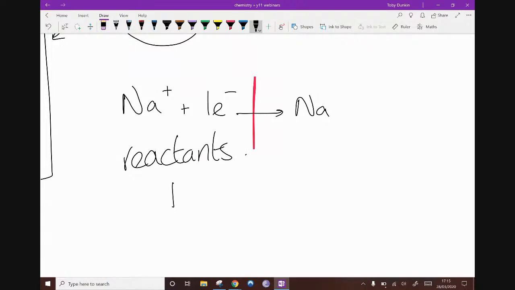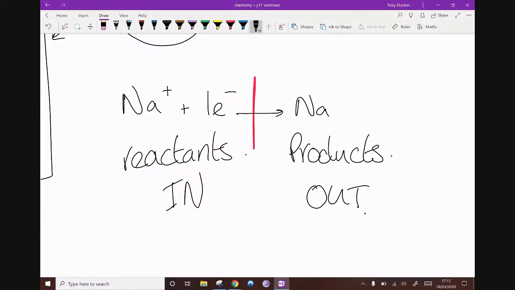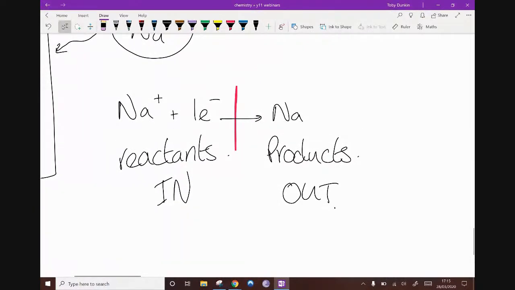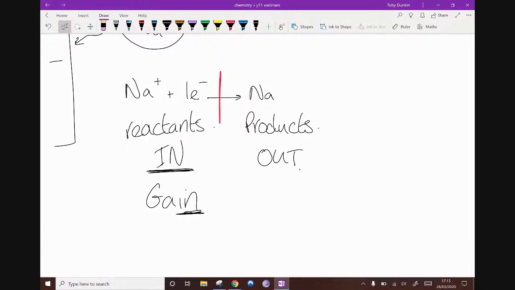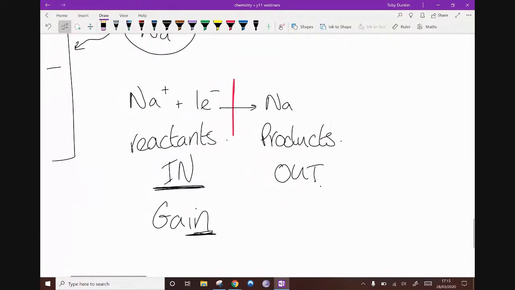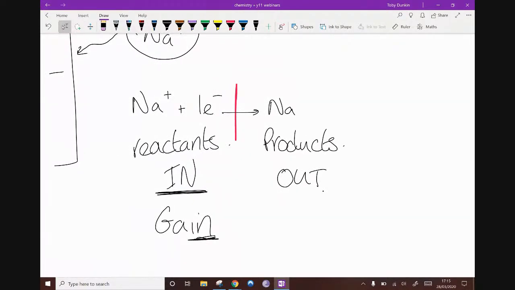Reactants go in. Everybody gets that in years 7, 8, 9. And these are our products. And products come out. So would you agree, if somebody is going in, you can gain electrons? Notice the word gain has "in" in it. What that tells you is if you're gaining electrons, the electrons are on the left.